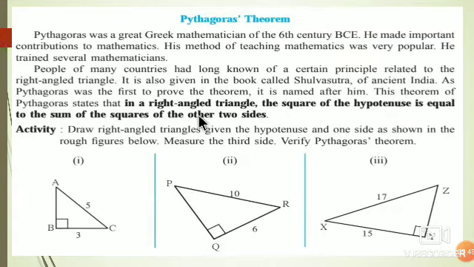And what does the Pythagoras theorem state? The square of AC is equal to the square of AB plus the square of BC. So if these two sides are given, we can find out the third side by using the Pythagoras theorem in only a right angle triangle.